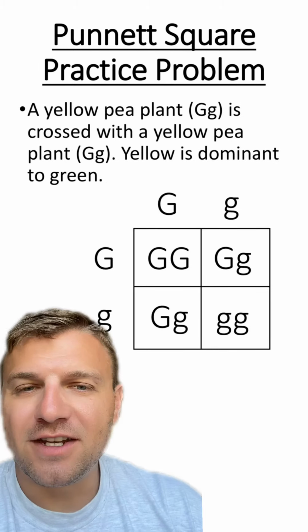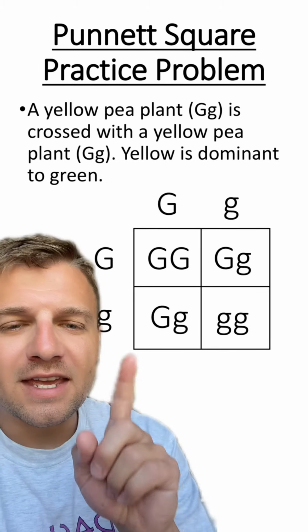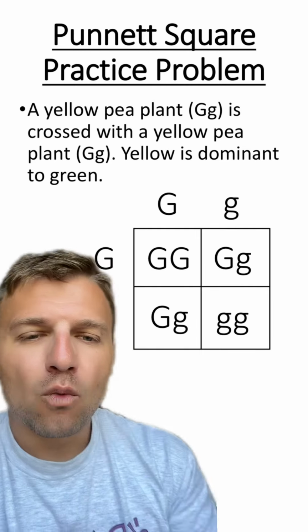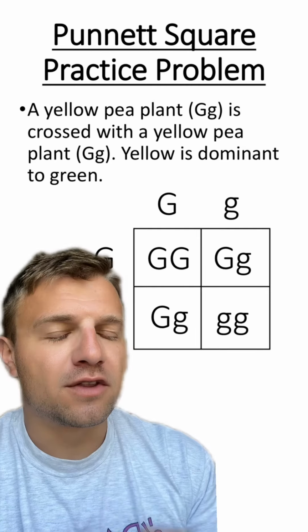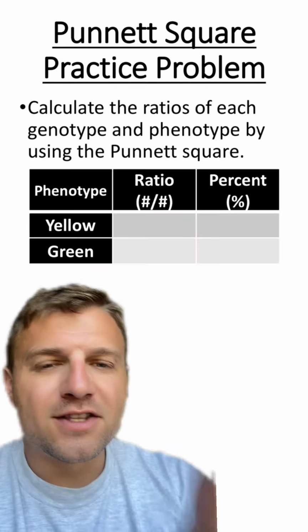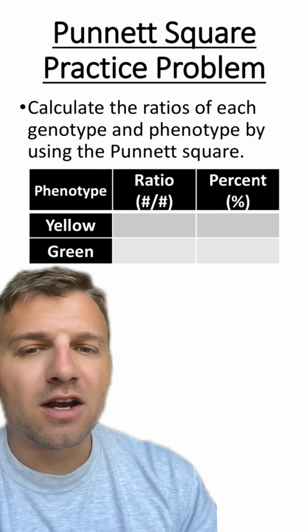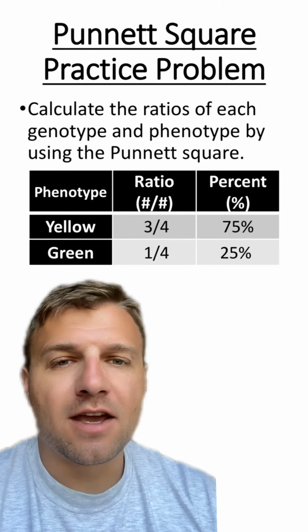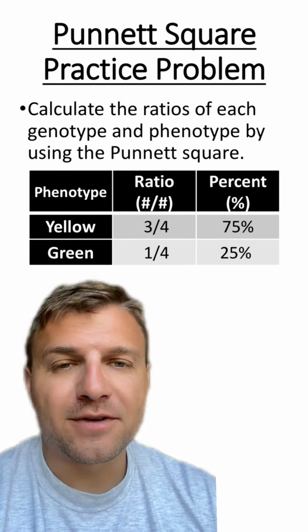Now we have to look at the phenotypes of the offspring. Remember that the heterozygous and homozygous dominant will show the dominant phenotype, while only the homozygous recessive will show the recessive phenotype. From our Punnett square, we can see that 3 out of the 4 are going to be yellow and 1 out of the 4 is going to be green, which means 75% of the offspring will be yellow while only 25% will be green.